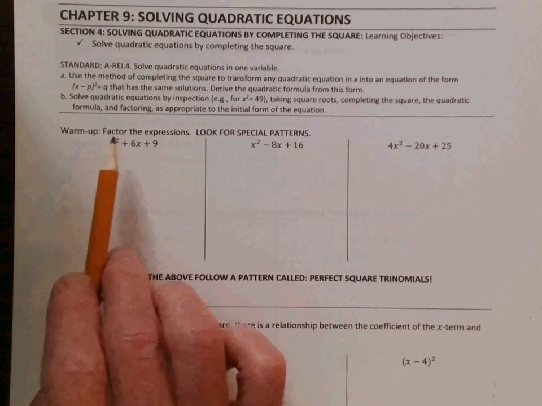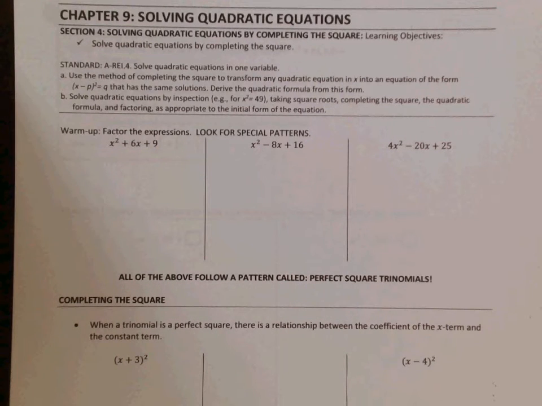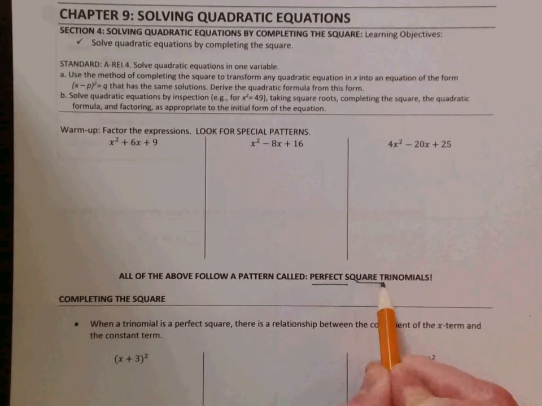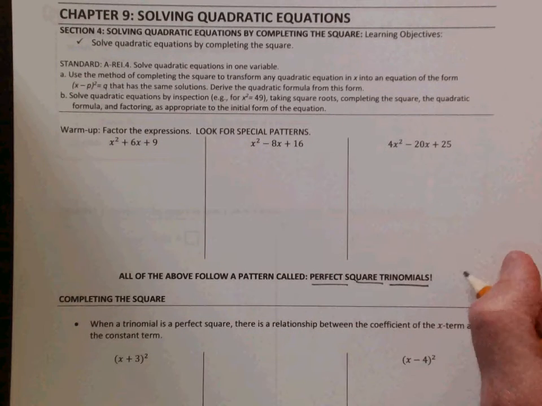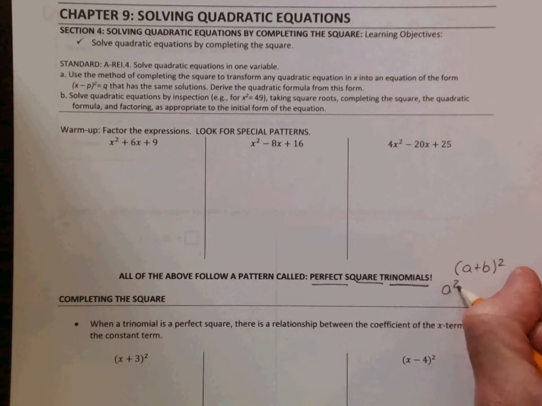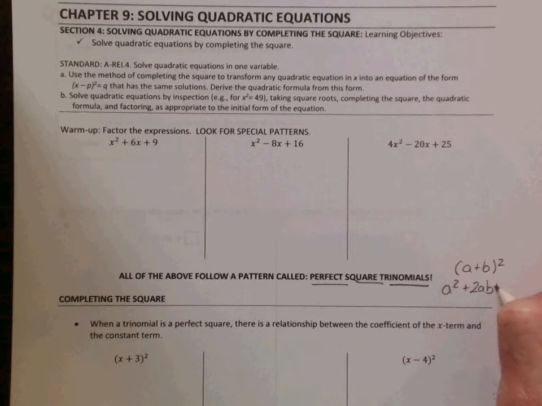So the warm-up is asking you to factor the expressions, look for the special patterns. So hopefully you can pause the video and complete each of these. Okay, so hopefully you paused and you did them all and you remember the special pattern. So all three of these are a special pattern called perfect square trinomials. And that was this pattern of (a plus b) quantity squared, which when you multiply it out is a squared plus 2ab plus b squared.